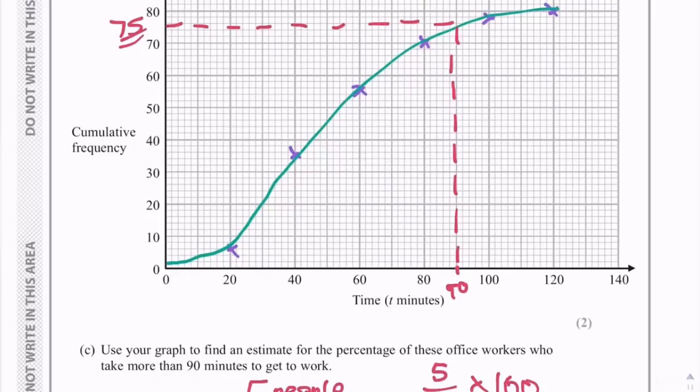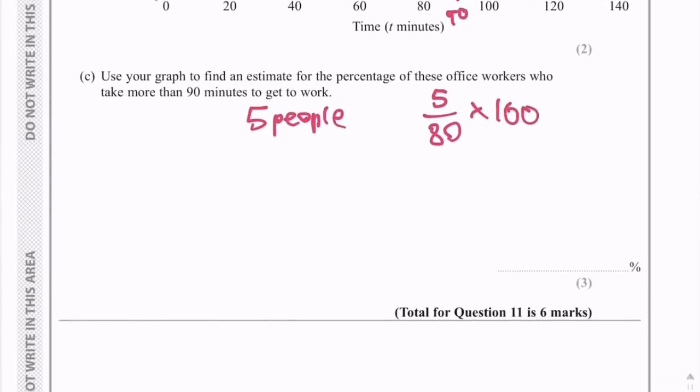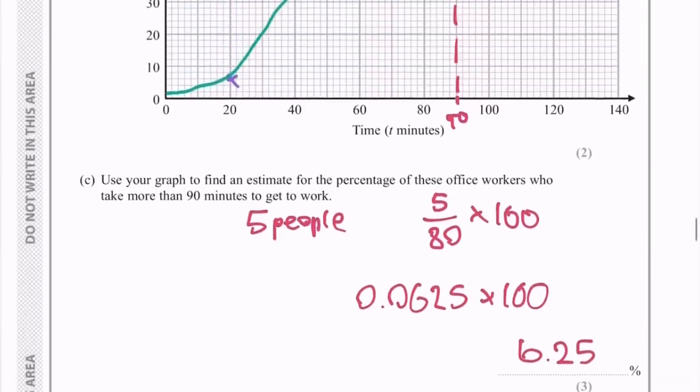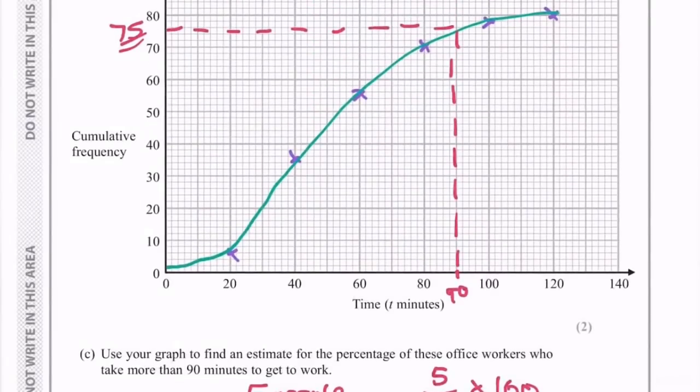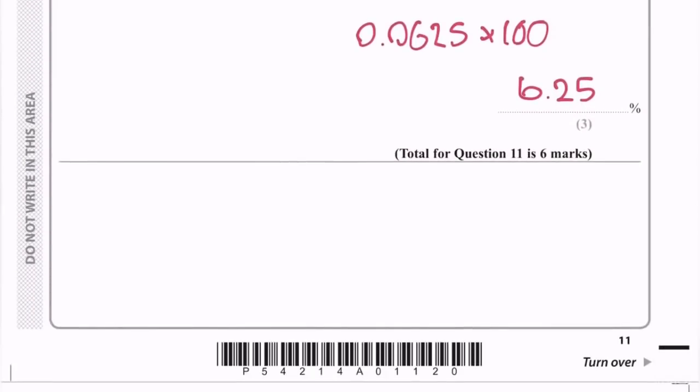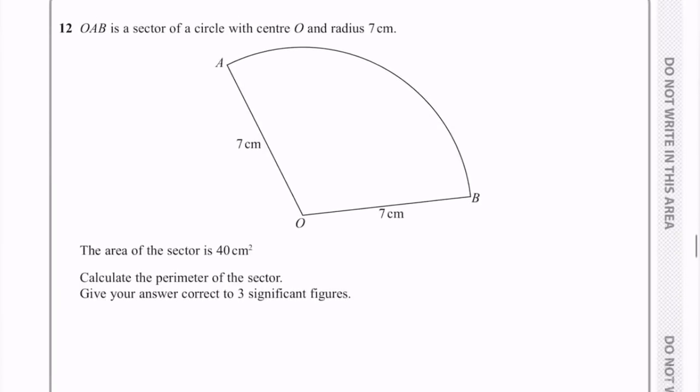So 5 divided by 80 gives me 0.0625, times that by 100 gives you 6.25 for my particular graph. Again, you might get something slightly different here. There is a range of answers that you can get based on your curve. So if you're getting something close to 6.25, then that's absolutely fine.